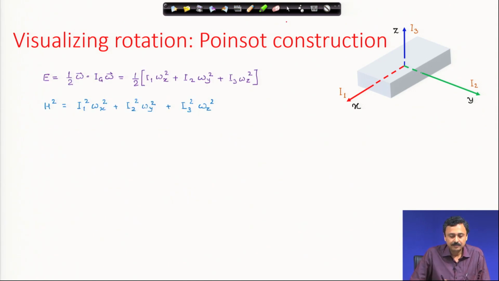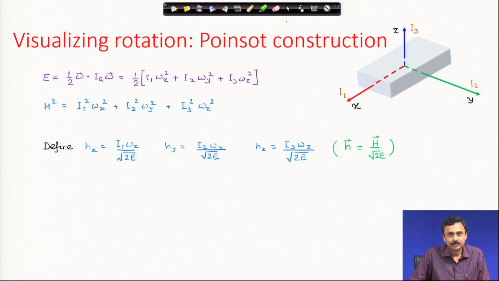Now, we have this energy and angular momentum magnitude square. We make a redefinition to simplify the representation of these constants in terms of some familiar geometric objects.